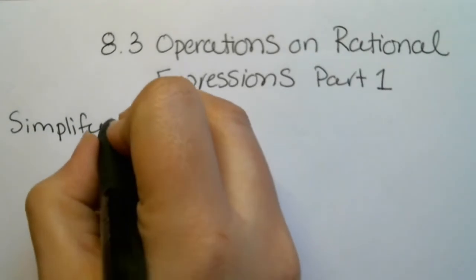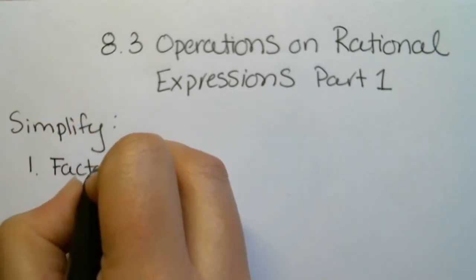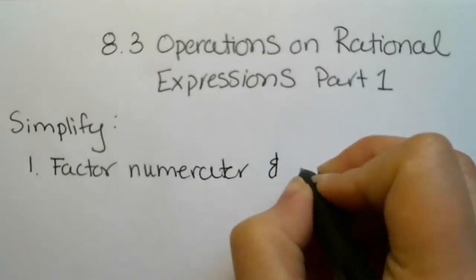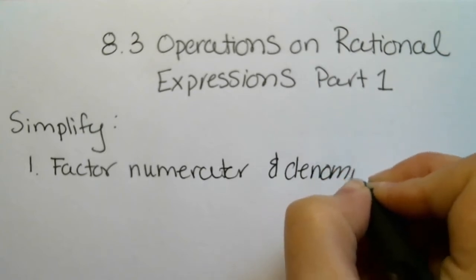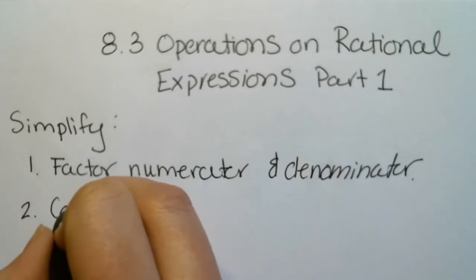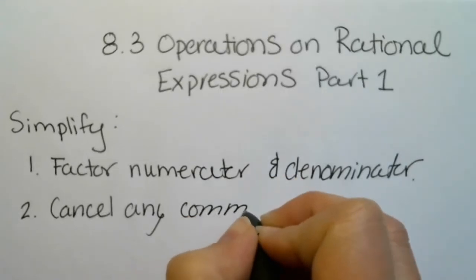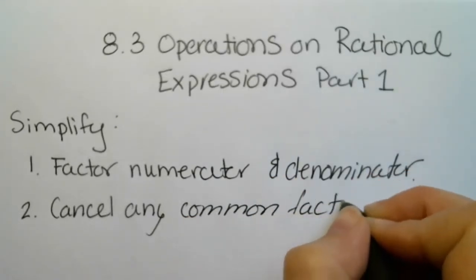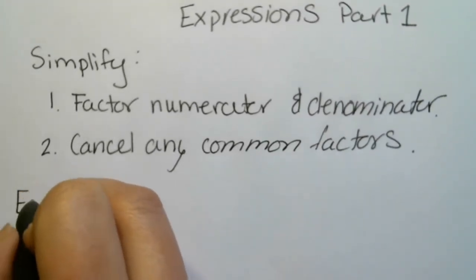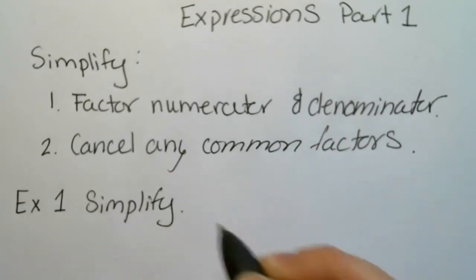Okay, so just a reminder, all of this stuff should really be review for you guys. You should know how to simplify rational expressions, but the first step is to factor both the numerator and the denominator. And then the second step is to cancel any common factors. So we'll just do a couple examples of this to remind you of how it works.